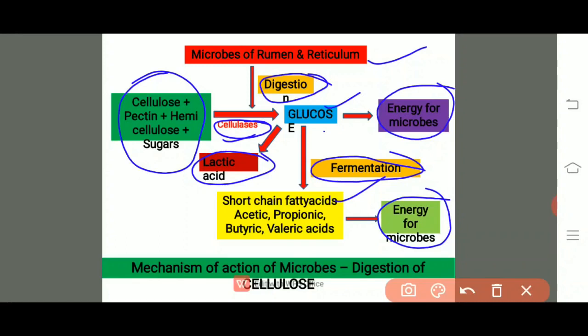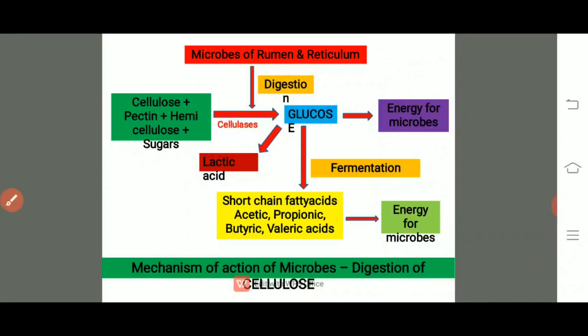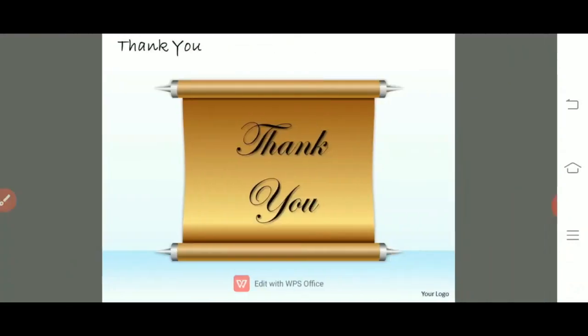And finally, the fermentation of glucose leads to the formation of gases like carbon dioxide and methane, which are expelled through the exhaled gases or during the process of belching. They are released outside, so the organisms which secrete cellulase digest not only the cellulose but also the hemicellulose, xylan, sugars, pectin and so on, right. This is the mechanism of action of microorganisms, producing cellulase, and that helps in the digestion of cellulose.